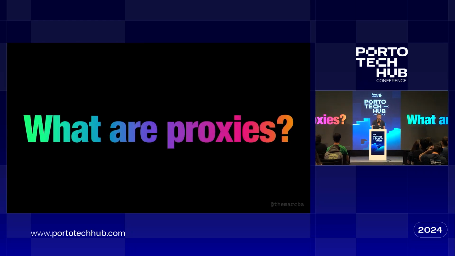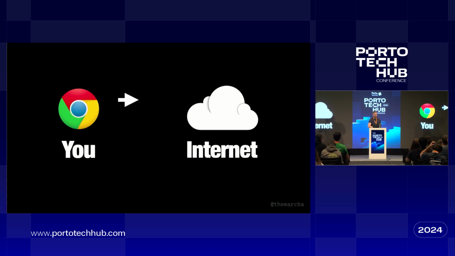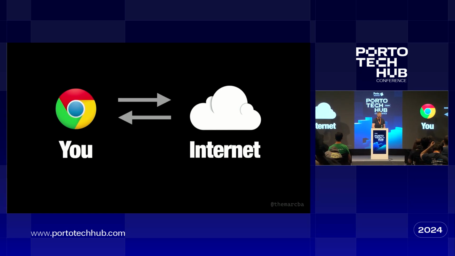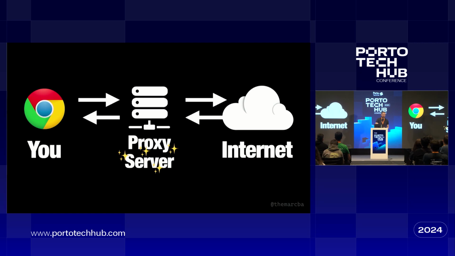All right, so let's get started on proxies. What are proxies? Let's take an example. When you access the internet, it usually looks something like this. You make a request to a server somewhere on the internet, and you get a response back. But you can also put a proxy server in between. Then it looks a little bit different. You send the request through the proxy. This proxy sends it to the internet. The internet sends it back to the proxy, and then the proxy sends it back to you.